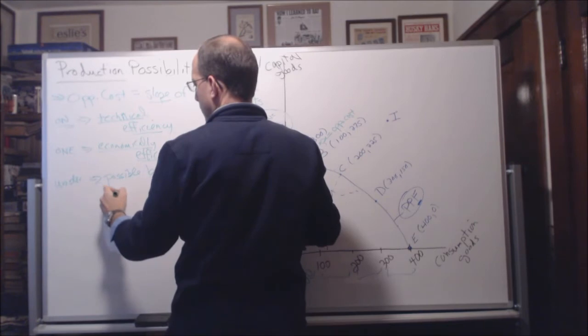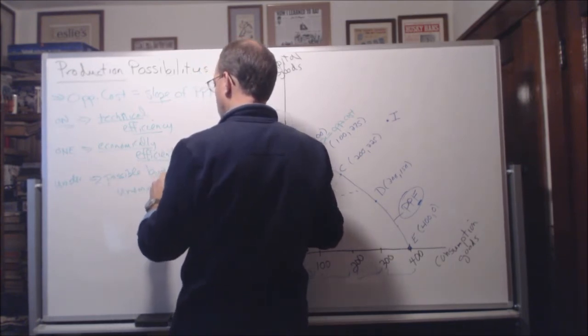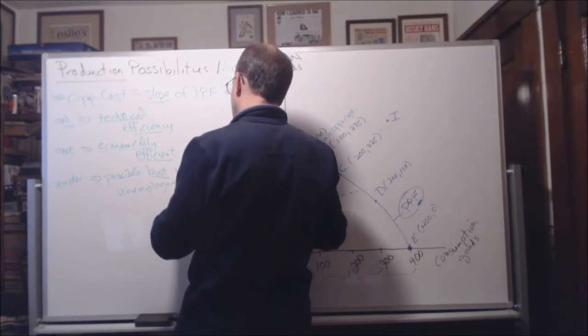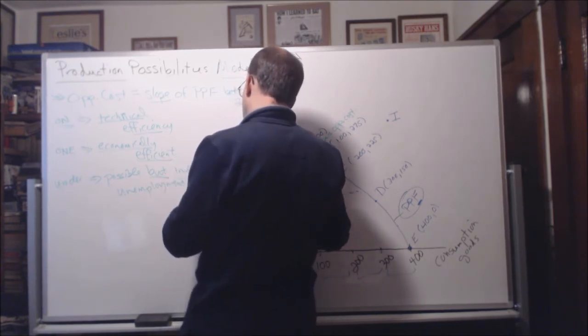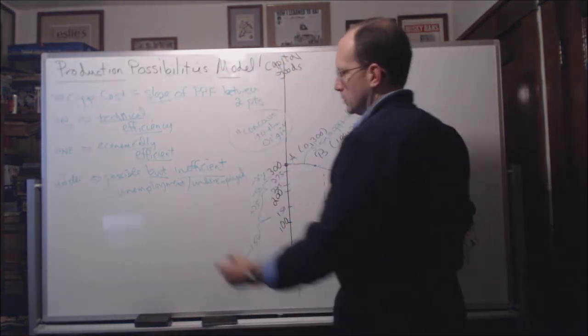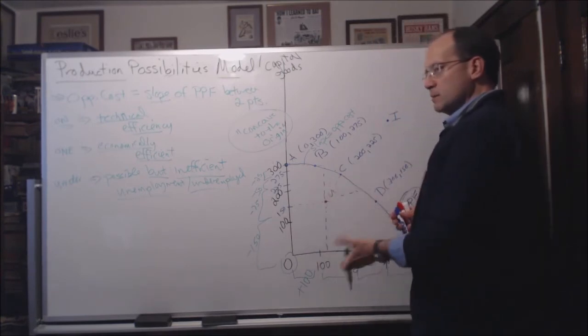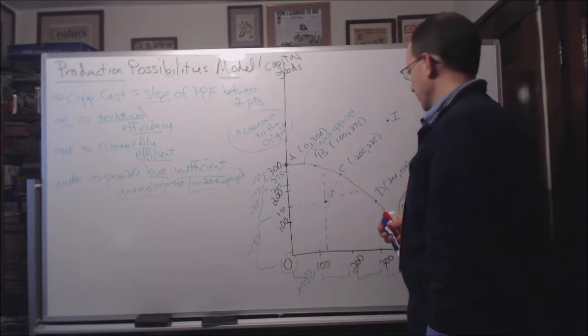Points underneath the frontier are inefficient, or they represent concepts of unemployment, waste, or underemployment. People with a PhD in physics working at McDonald's, right, that kind of stuff. So everything underneath is possible, but we're not doing the best that we can.